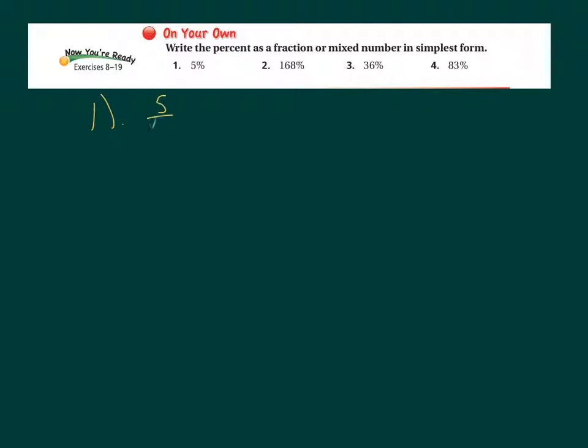So 5% is going to be 5 over 100. We can divide both by 5, and we get 1 over 20.